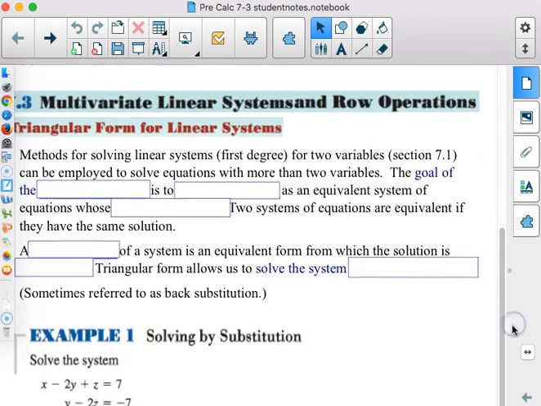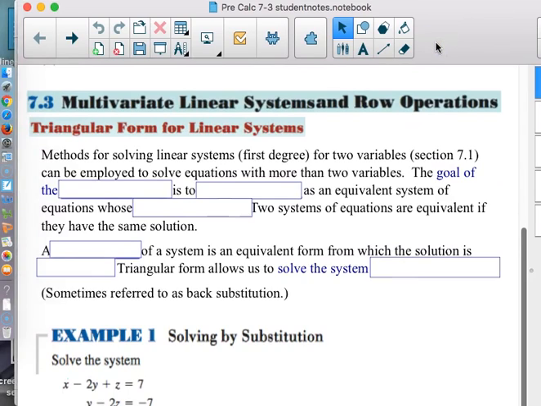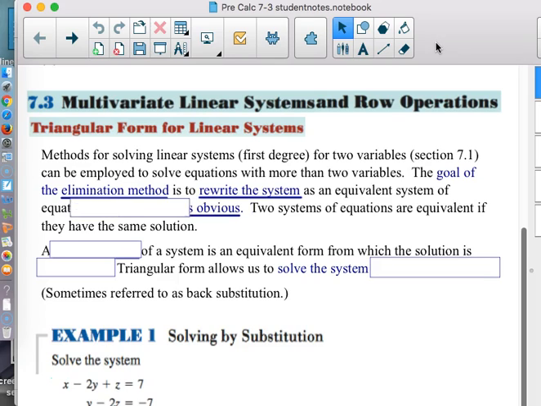So, multivariate linear systems and operations is where we're going to start, with the triangular form for linear systems. Methods for solving linear systems, whether or not it's first degree for 2 variables, which was our x and y's in section 7.1, can be employed to solve equations with more than 2 variables. So going from 2 dimensions to 3 dimensions. And the goal of the elimination method is to rewrite the system, and that's so that it is solvable very easily, as an equivalent system of equations whose solution is obvious.